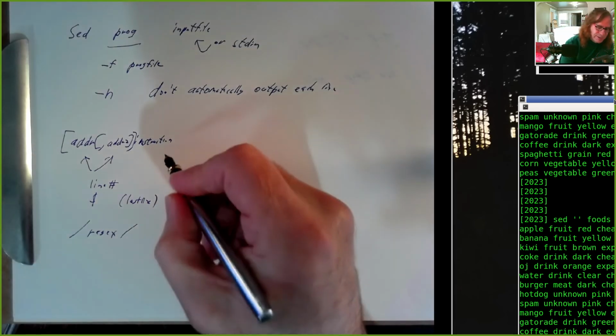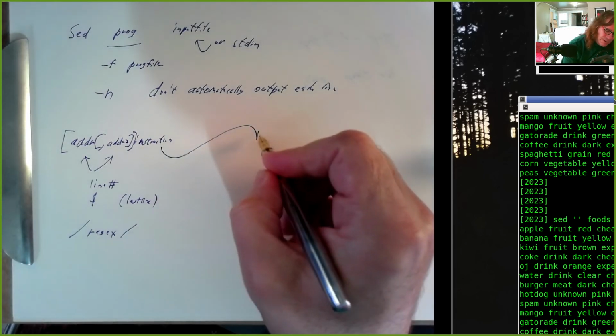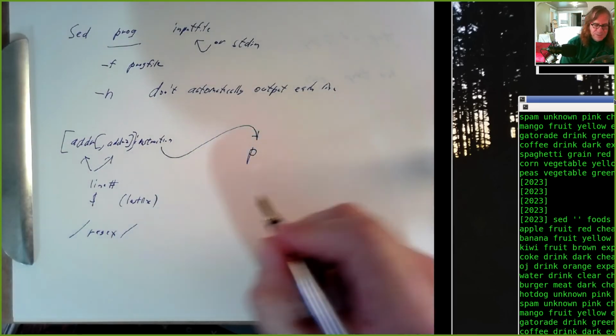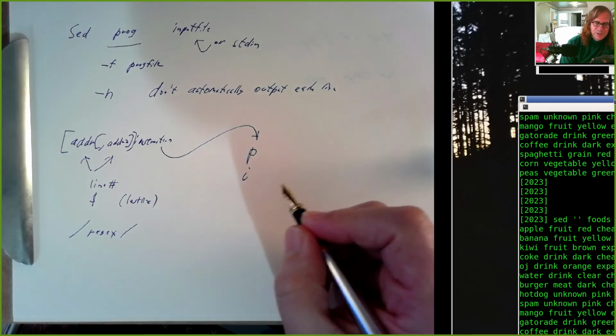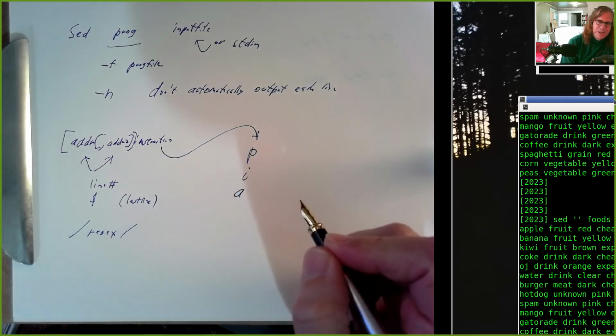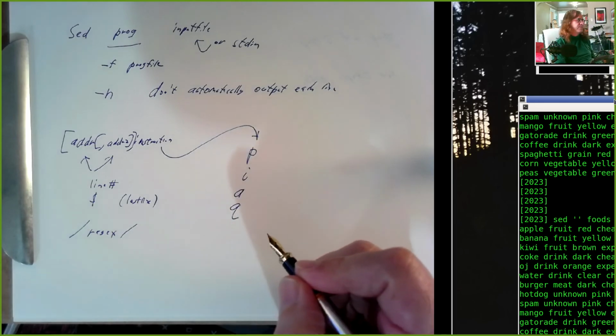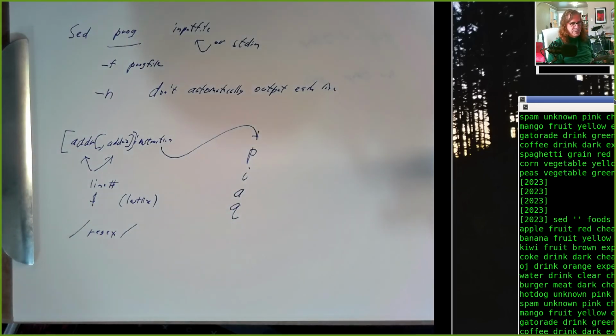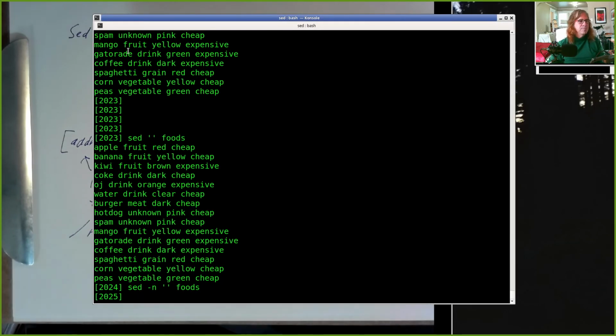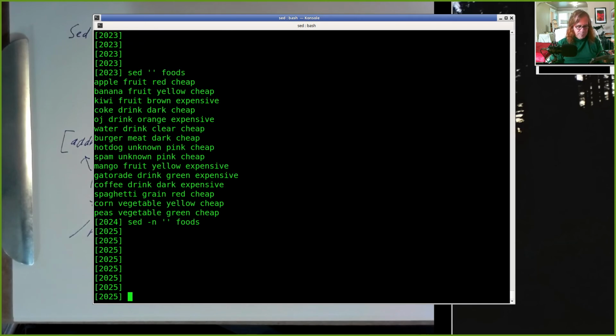All right, the instruction can be something like P, which is print, I, which is insert something in the file, A, which is append something in the file after this point, Q, which is quit. So let's just play with those. So suppose, for example, I say sed -n '2,4p'.